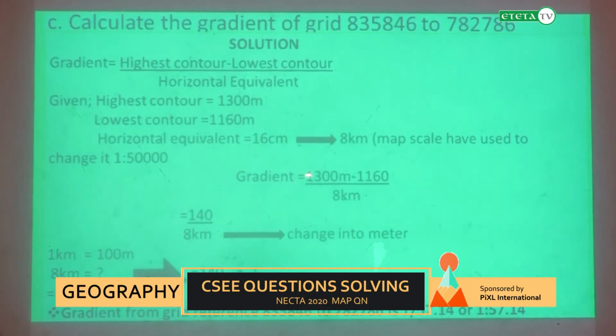The gradient will be now the highest point here minus the lowest point, which is this one here. Now there, at the top you get 140. If you take 1,300 meters minus 1,160, now you get 140. 140 over 8 kilometers. Now, because these here, 140, are meters, and this one is kilometers, we need to treat them in the same units here. Change into meters. So here, you take 1 kilometer is equal to 1,000 meters. Now, 8 kilometers is equal to how many meters?